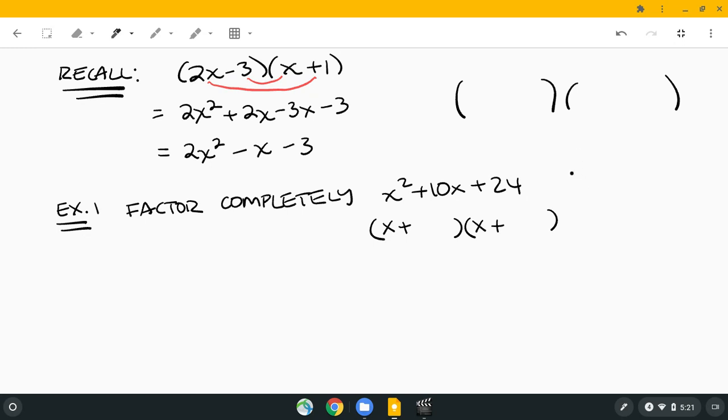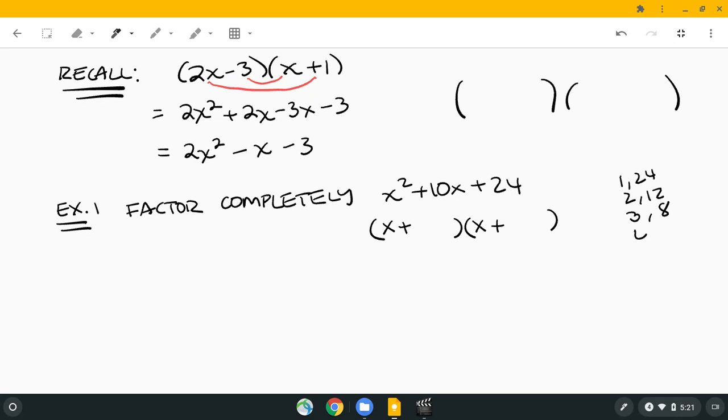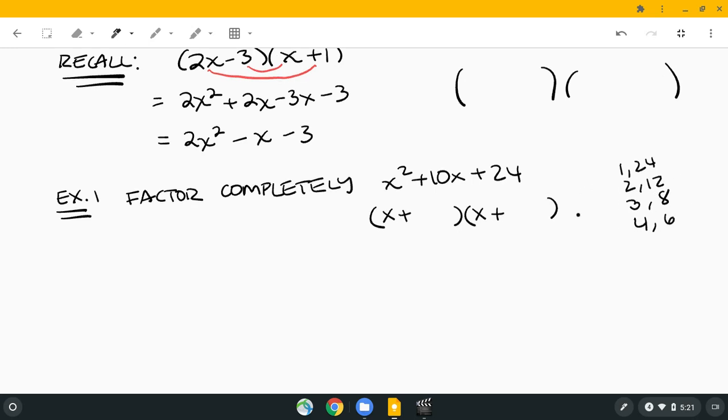Okay? And now I need to make 24. So here are my choices: 1 times 24, 2 times 12, 3 times 8, 4 times 6. Now, some of you may know the correct answer already, but I'm not going to pick the right answer right away because I want you to see how you can work through this problem if you don't get the right answer. So these are your choices, and let's suppose you can't tell right off the bat which one is the right one.